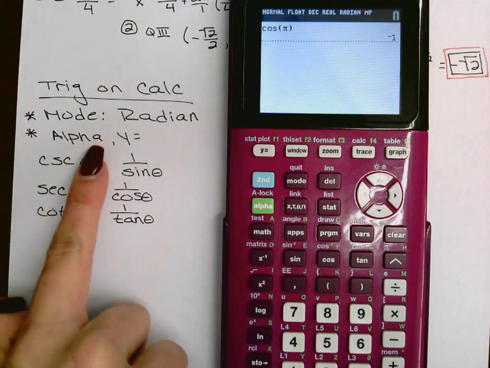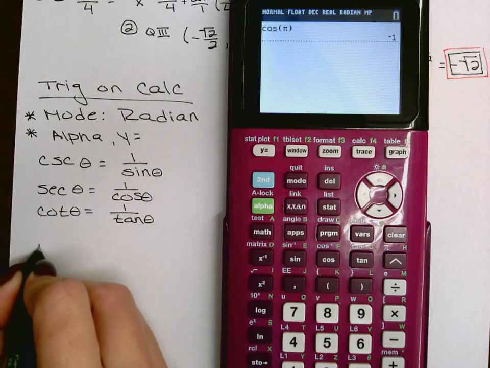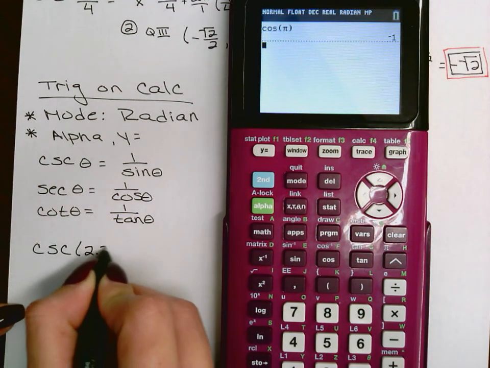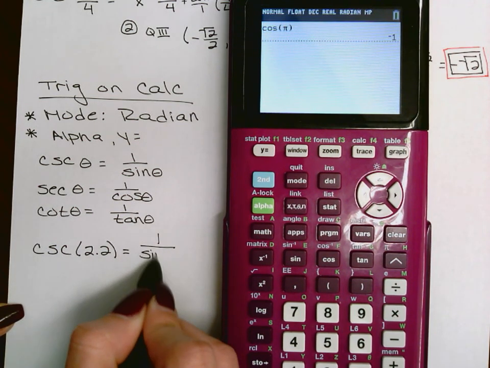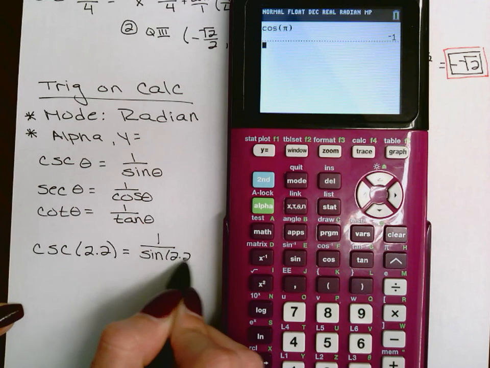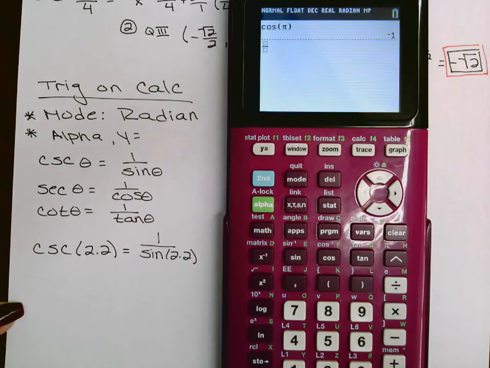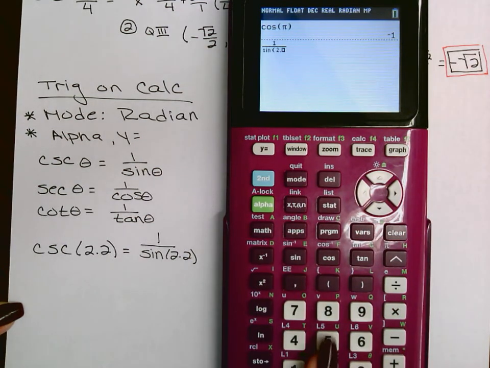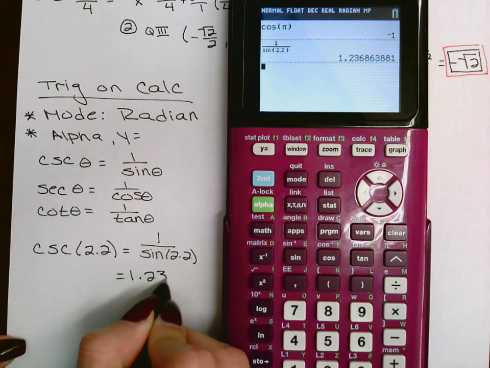Now notice that our calculator does not have secant, cosecant, and cotangent. So we learned these rules in the last video. For example, if I want cosecant of, let's say, a value not on the unit circle, 2.2, I need to put 1 over sine of 2.2 in my calculator. So I use my alpha y equals to make the fraction. I put 1 over sine, and I put 2.2, and it will give me the correct answer, okay? Which in this case was 1.236.